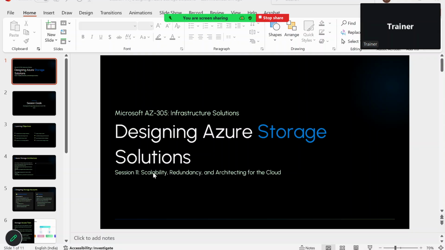This includes scalability, redundancy, and architecture for the cloud. So why does today's topic matter? Imagine a company running virtual machines, web applications, databases, containers, and an analytics platform. All of them generate data. Then the questions arise: where should the data be stored? How should it be protected? How should it be replicated? How should it be backed up? And how should cost be optimized?